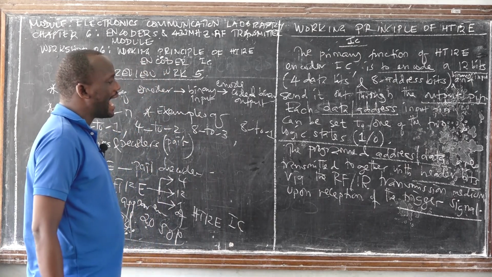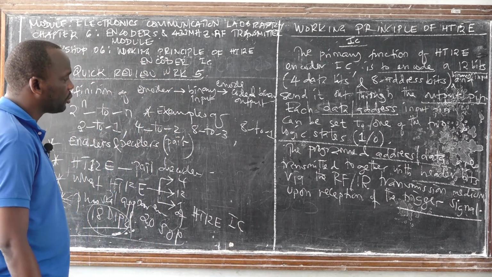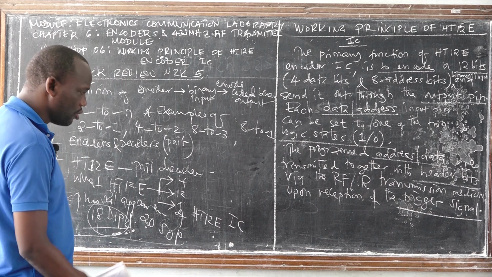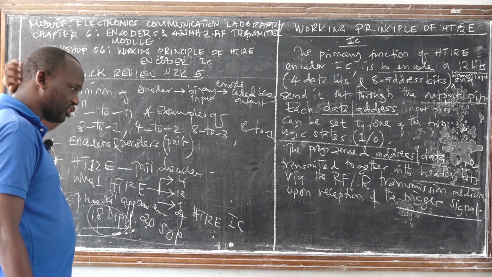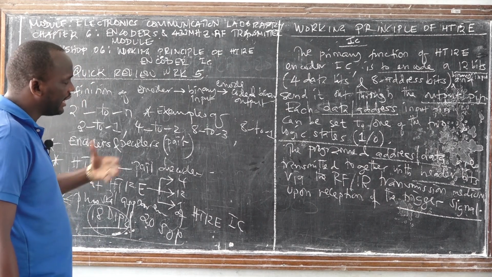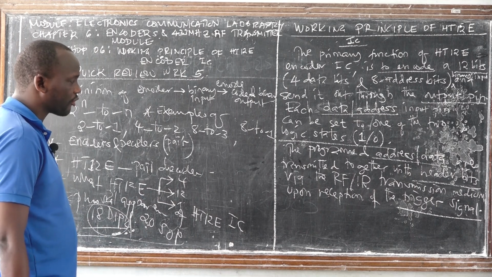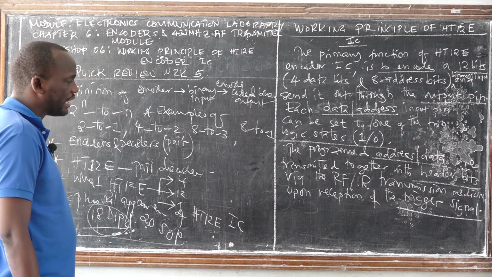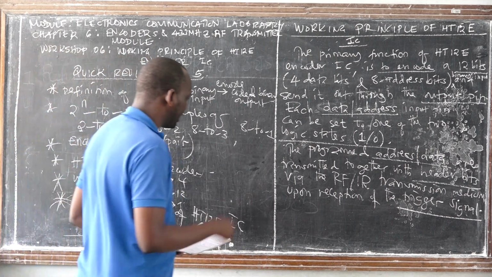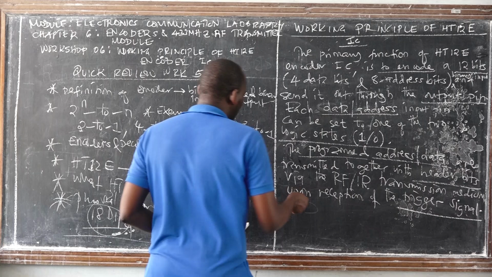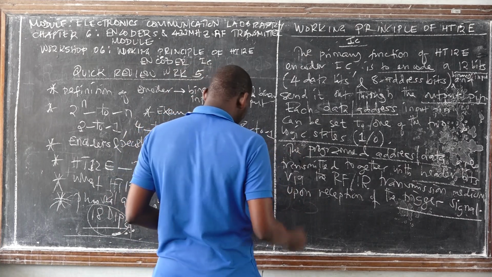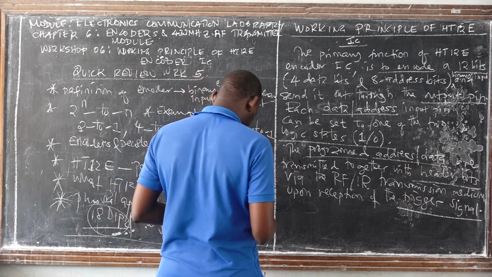So the programmed address or data are transmitted together with the header bits through the RF or radio frequency transmission medium and the infrared transmission medium upon reception of the trigger signal from the transmission enable pin. That's very important. So we say that programmed, we don't mean that you are going to write a program. No, it has a fixed program within it.